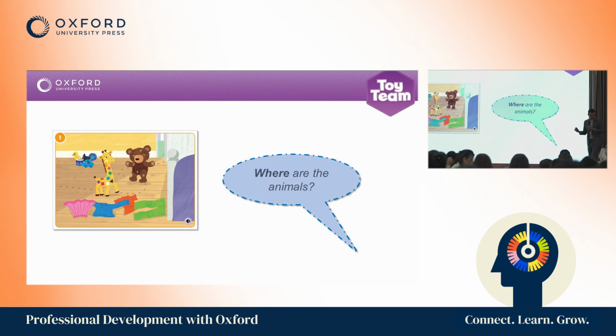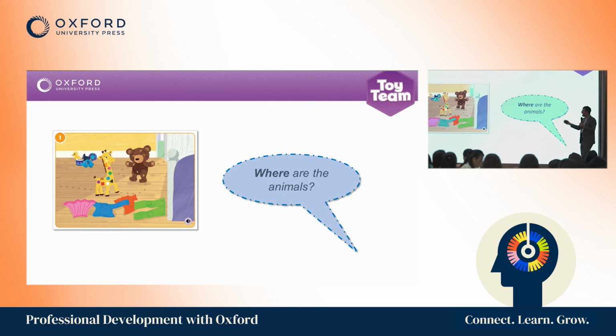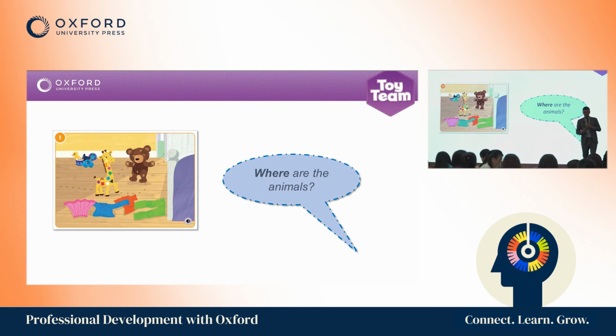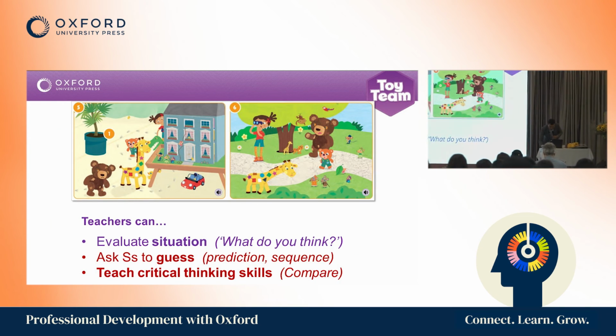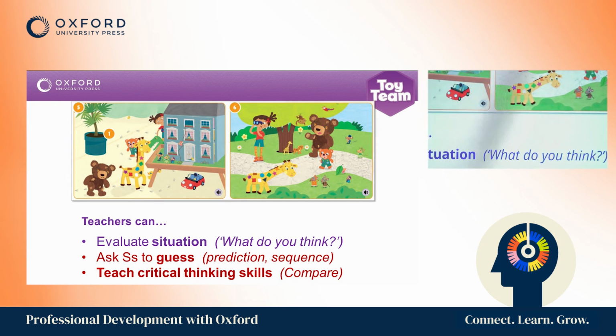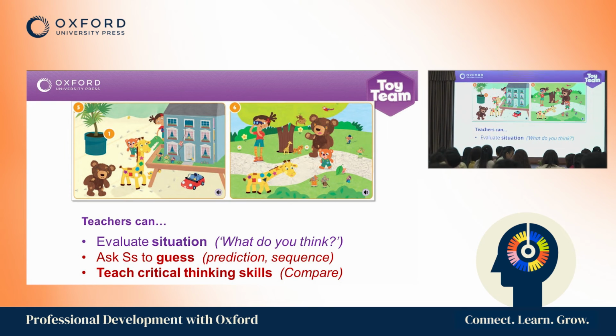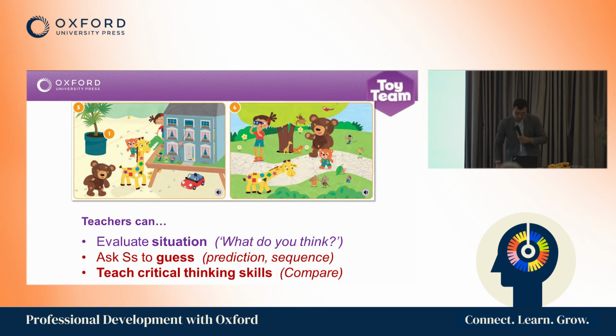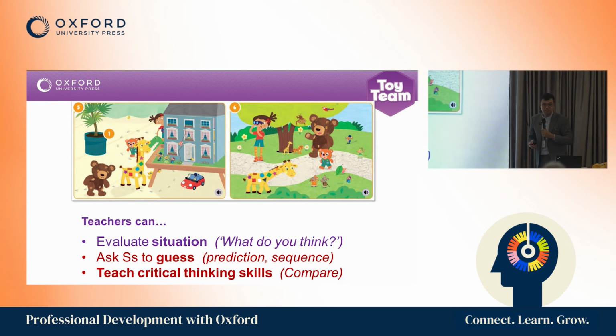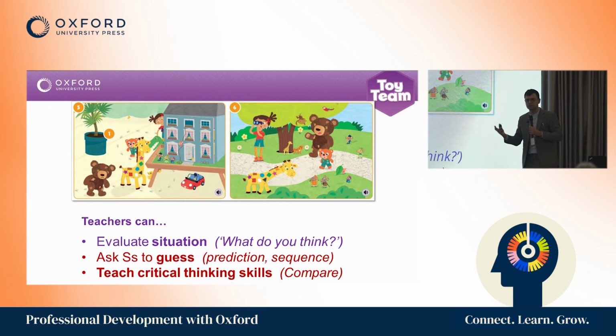Where are the animals? And this one we might ask, how does the bear feel? How does he look? What do you think happened before we even start reading the story? And so we can ask students things like this. What do you think? How do the animals feel in these two pictures? What happened to the characters? What do you think happened to them?